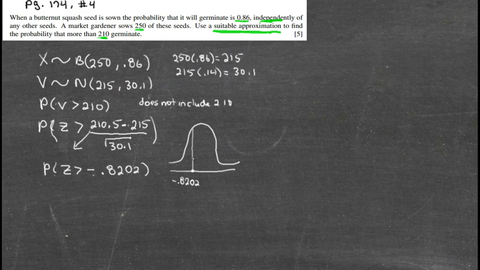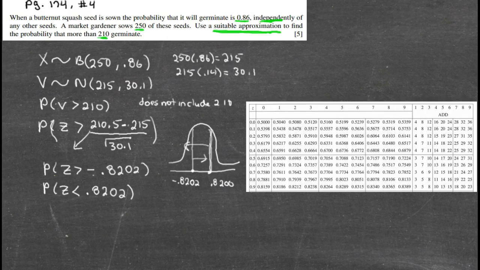And I want to know what's greater than it. Now, of course, we can't do that. So if I use the symmetry of the graph, I realize that if I go over here to positive 0.8202, and if I do everything to the left of it, that will be the same size, the same area. So I go ahead and do that.